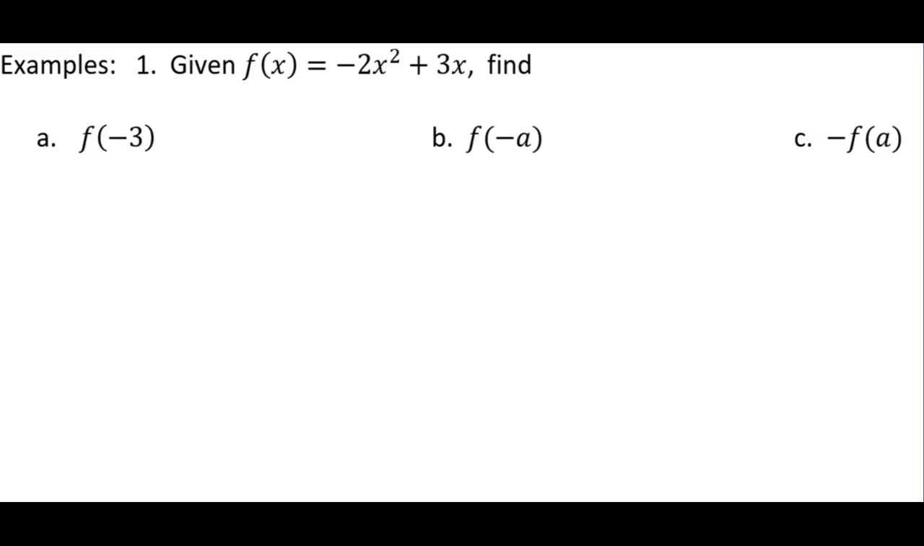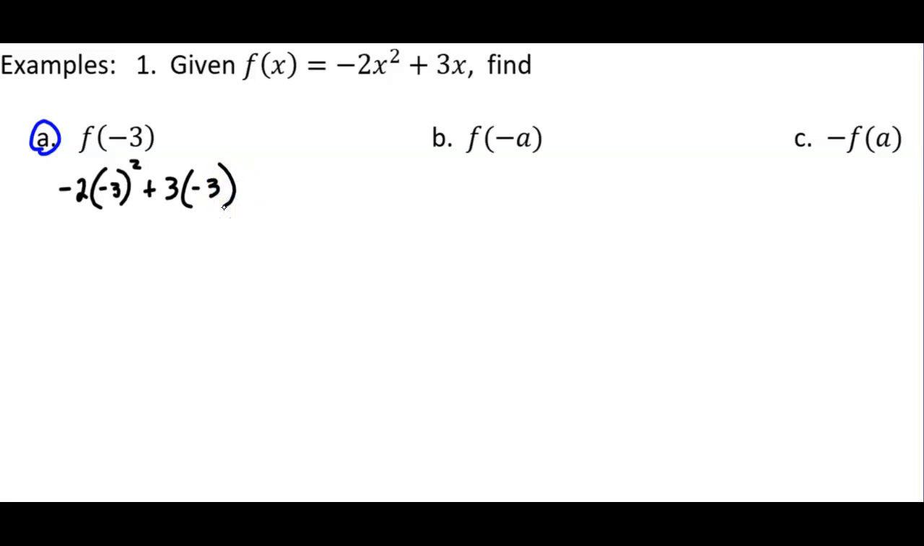Now we want to give you an example of how to evaluate a function. So I've got, I think, 4 examples that we're going to do. So when we have this notation, f of -3 on part A here, what we're going to do then is we're going to replace the x with -3. So this is going to equal -2 times -3 squared plus 3 times -3.